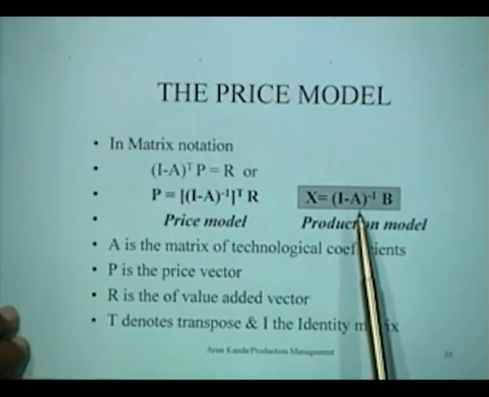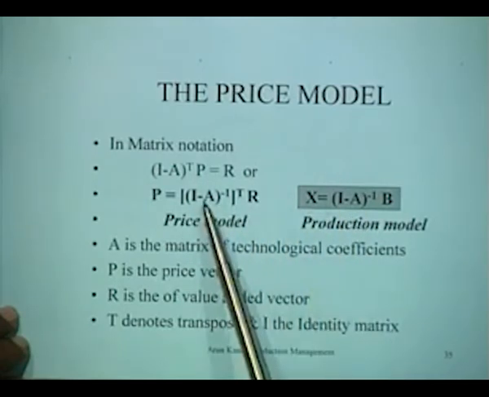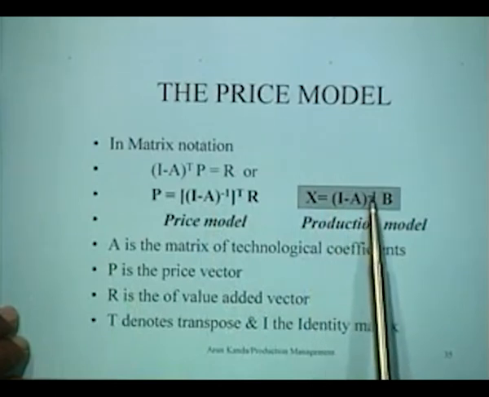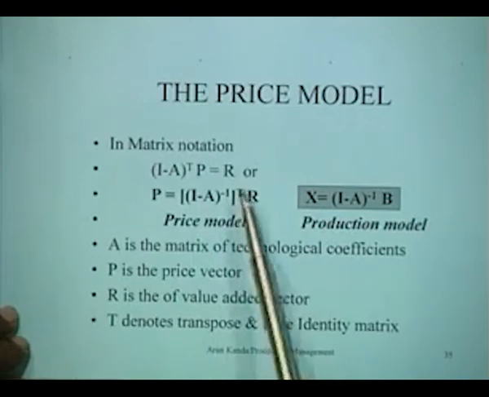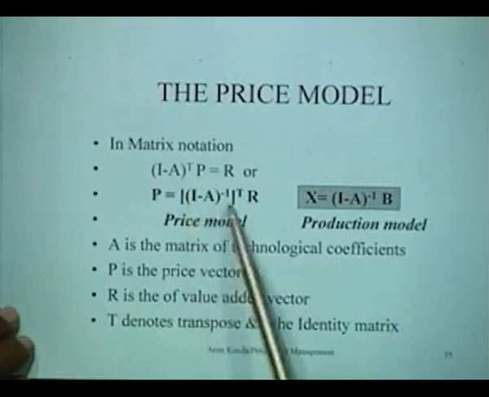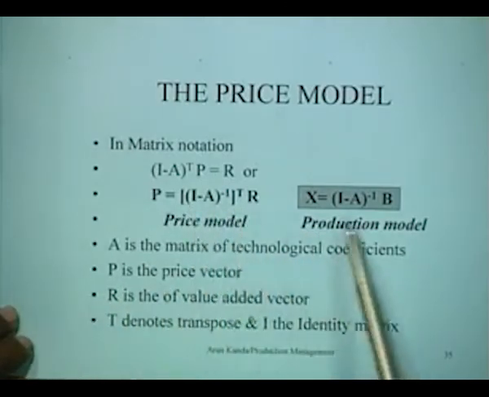The beautiful discovery of this particular model, for which Leontief got the Nobel Prize incidentally, was that you do not have to do additional effort to calculate this, because this is (I minus A) inverse which you calculate once, and this is just the transpose of that. So, the inverse is automatically calculated, you do not have to do any matrix inversion again.